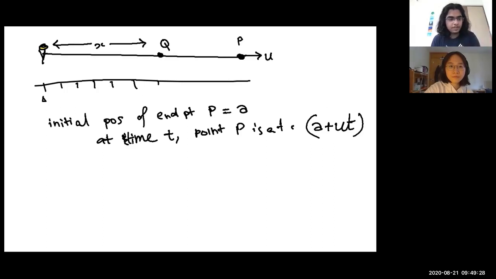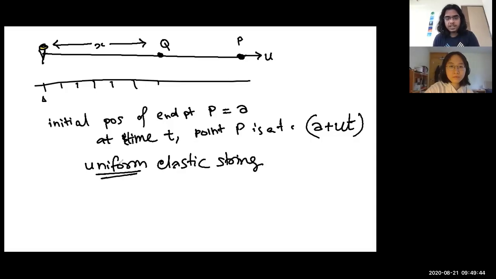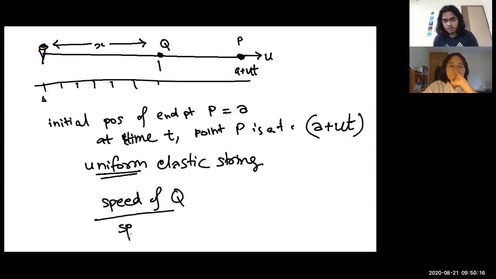So let's see how we can look at this. The key point we have to look at is the fact that the string is uniform. So the uniformity is important here in that we know that the stretching throughout the string will be proportional to the length from the endpoint. So if this point is at a distance a plus ut and is being stretched at speed u, then this point will be stretched at a speed proportional to the ratio of distances. So you know that speed of q over speed of p is equal to coordinate of q over coordinate of p.